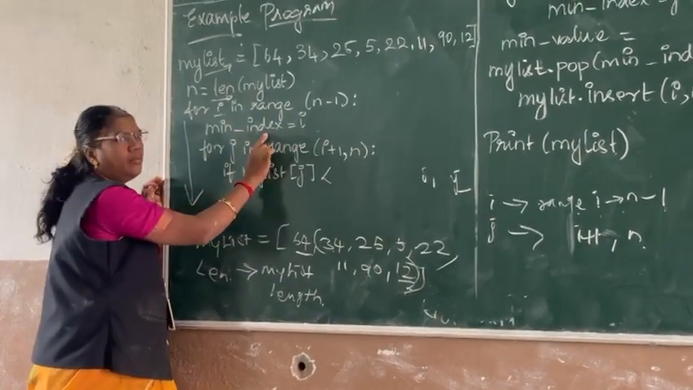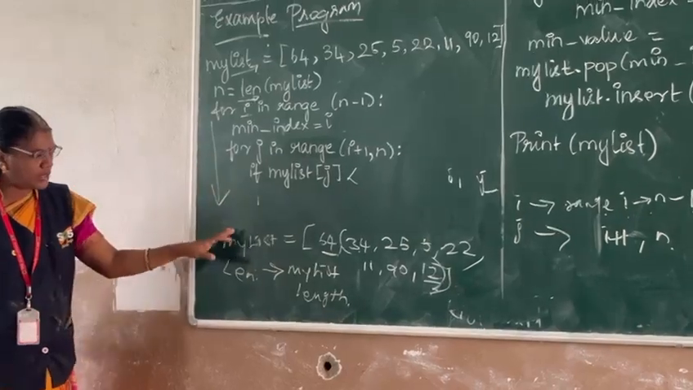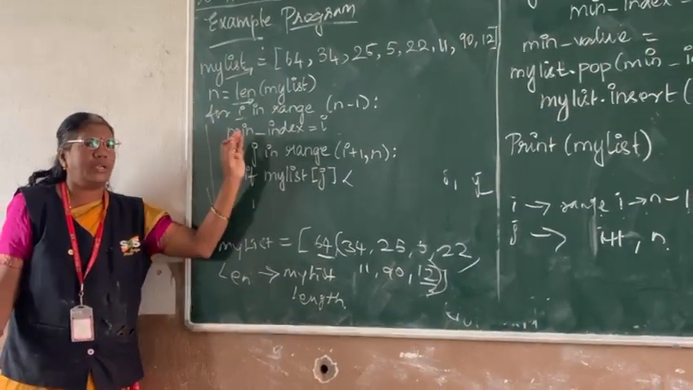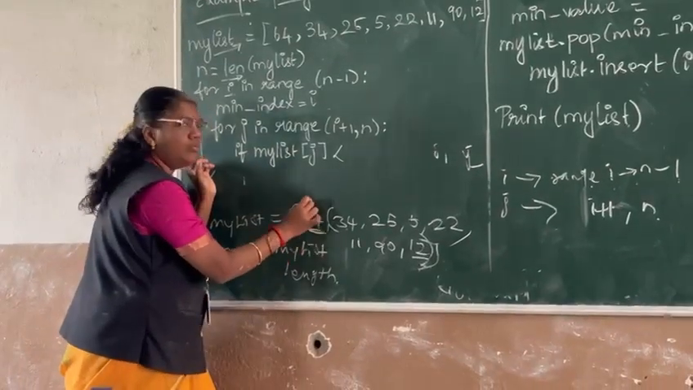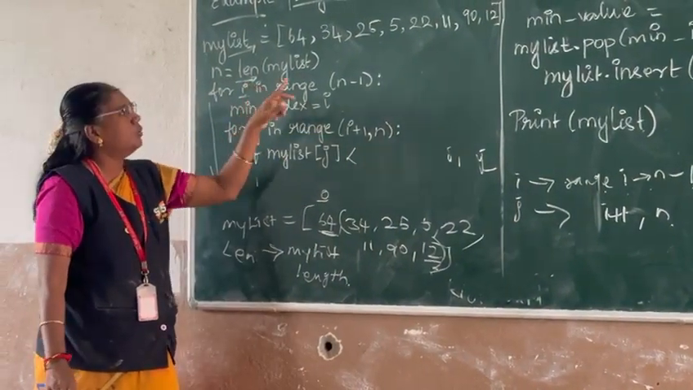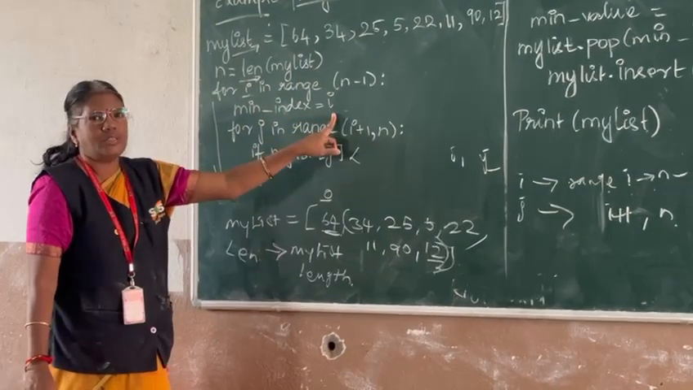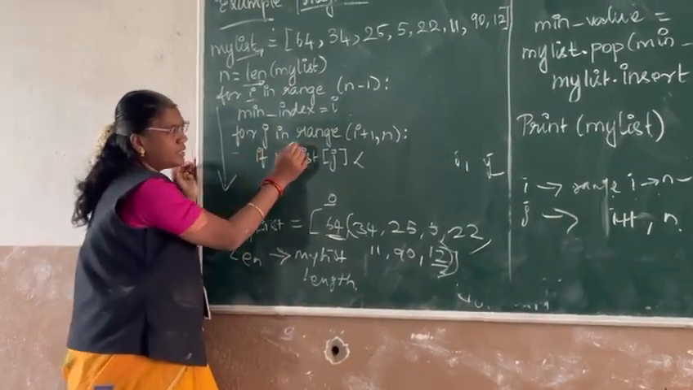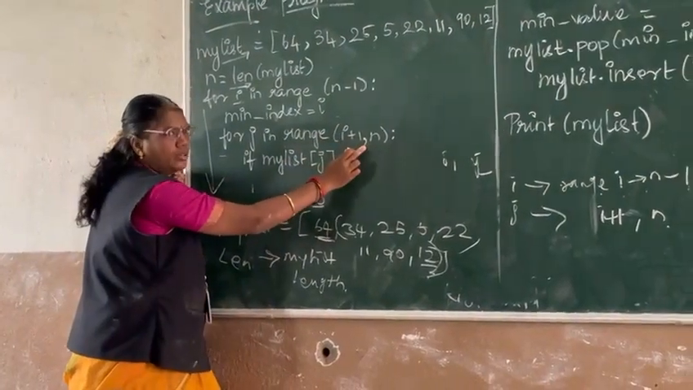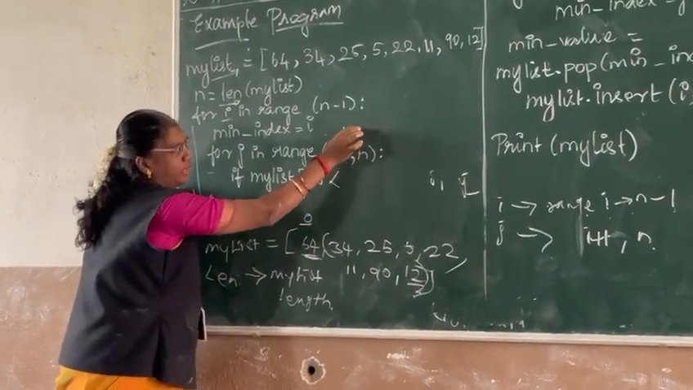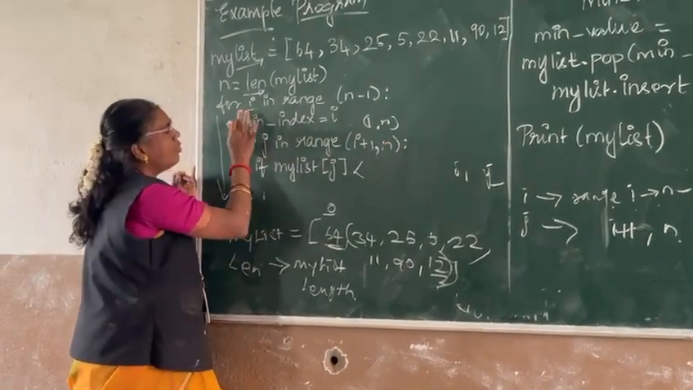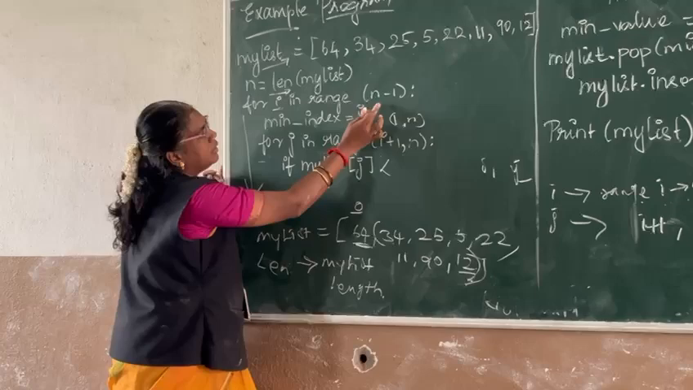Next, initialize the minimum index value. In that sorting algorithm, the index value will be maintained. The minimum index value, that is 64, has index 0. The 0 value will be initialized for i, from 0 to n minus 1, so minimum index is i. Next, for j in range of i plus 1 to n. 0 plus 1 is 1, so 1 to n. That is, for j in range of 1 to n, for i in range of n minus 1.